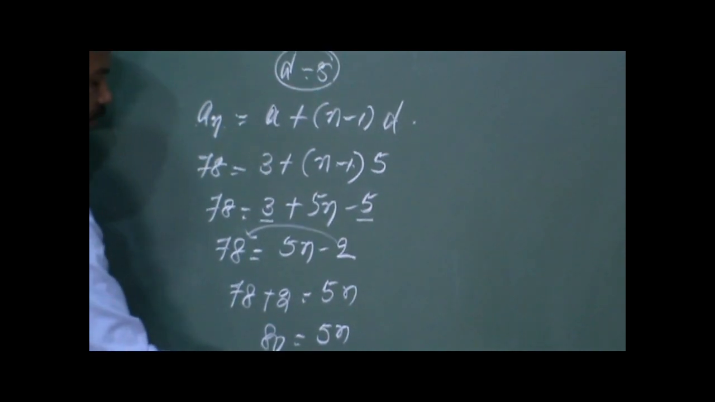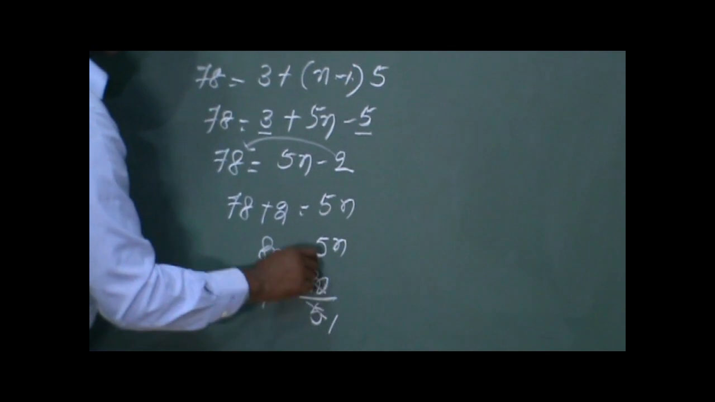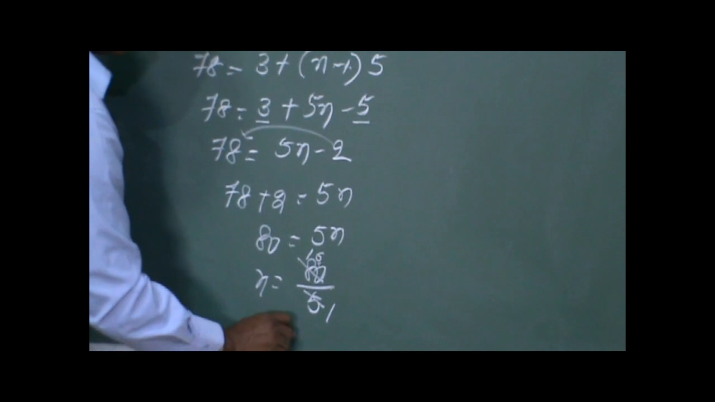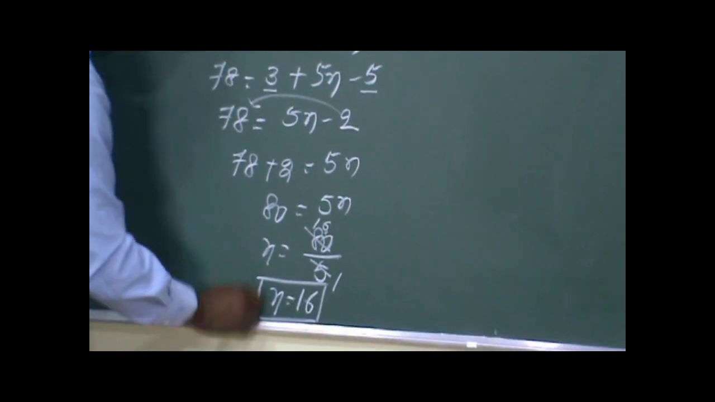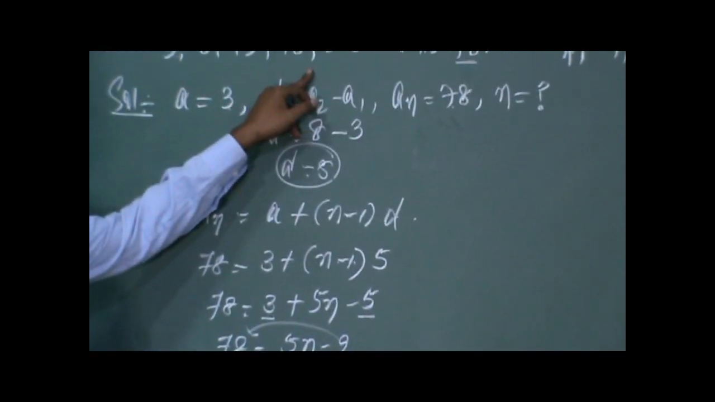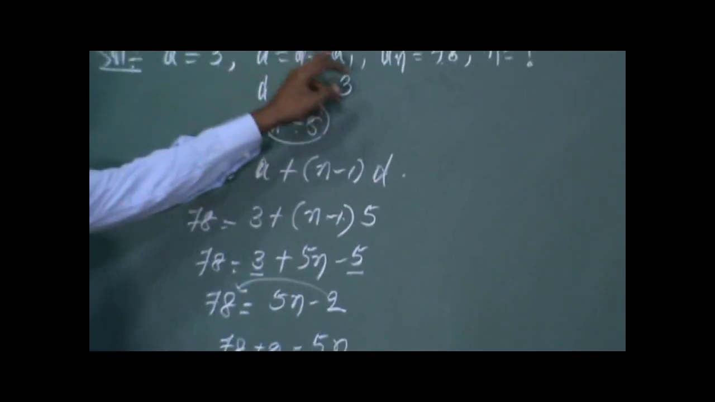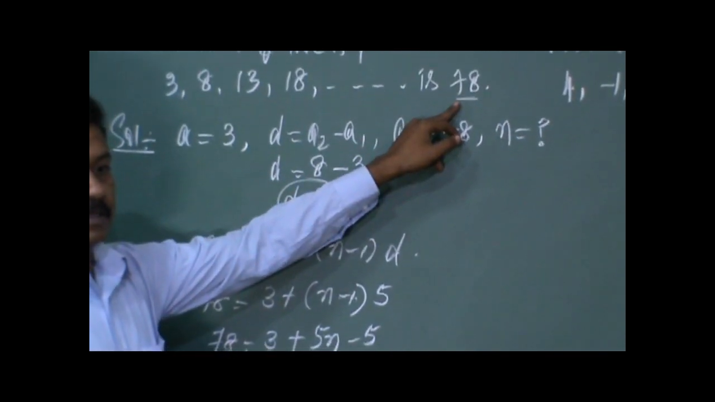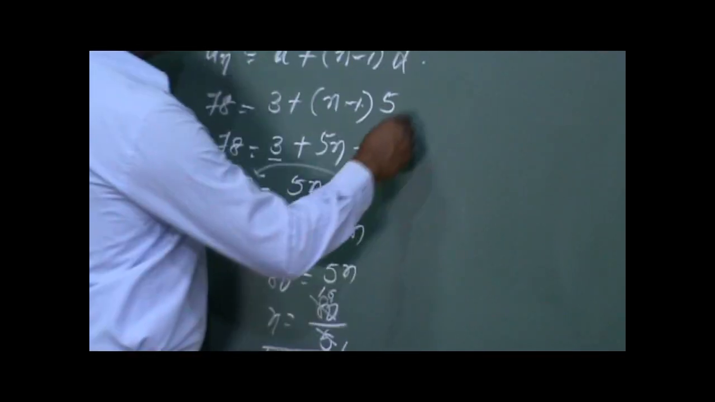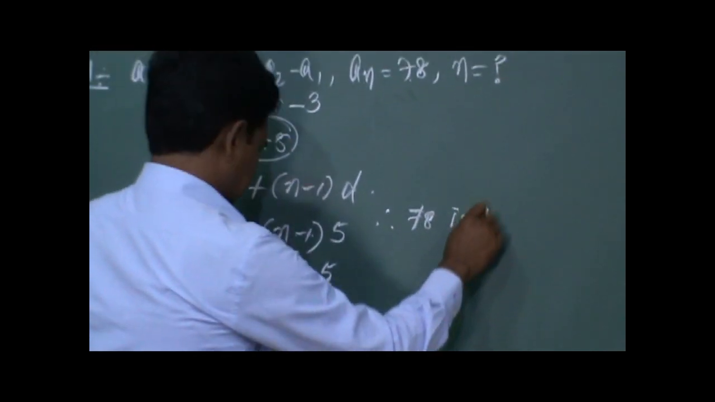So n is equal to 80 by 5. 5 ones are 5, 3 is remaining, 5 sixes are 30. So n is equal to 16. So what is the conclusion? In this AP, how many terms are there? In this AP there are 16 terms. So in this AP, the term number of 78 is 16. So 78 is the 16th term of the AP. You have to write the conclusion. So therefore 78 is the 16th term of the given AP.